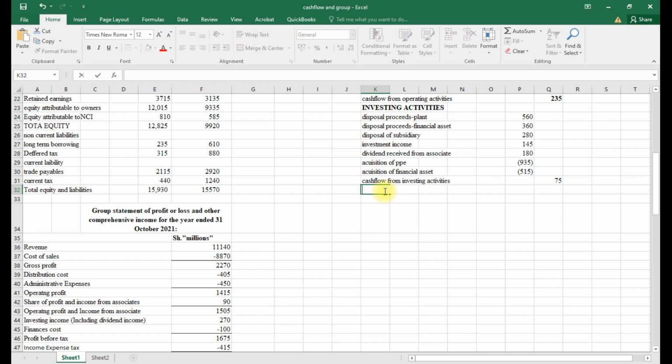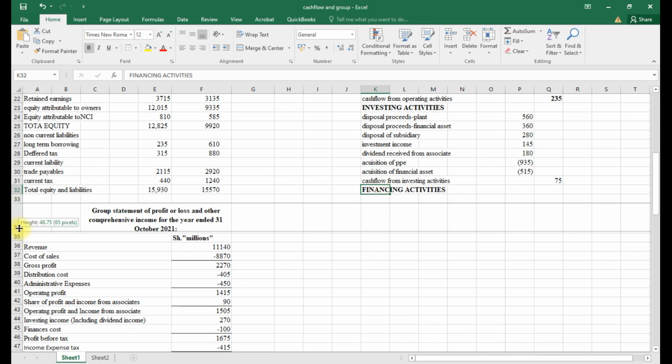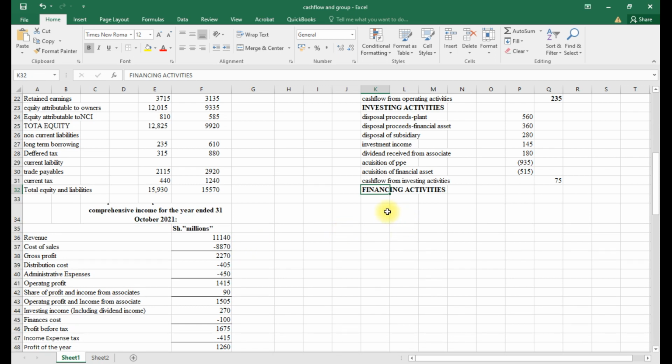Financing activities. I will bold that, financing activity, and under financing activity we start with issue of shares.